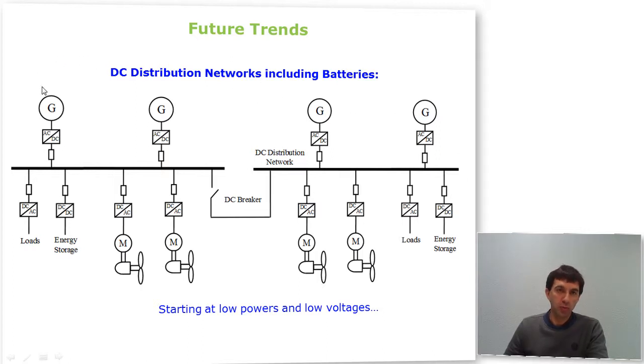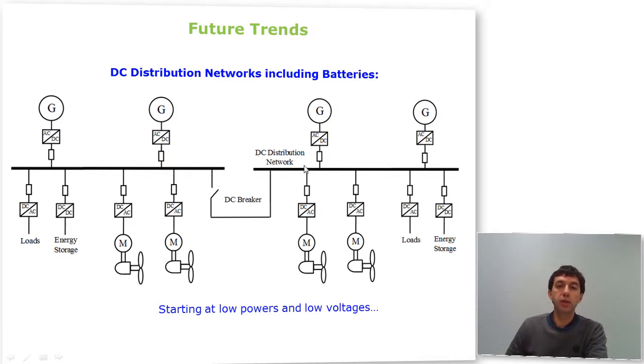So the generators are moved by prime movers, diesel engines or whatever, and the generators are in AC, but AC-DC converters are starting to be located here in order to achieve variable speed at the generators. The main advantage of this change is a better efficiency of the diesel engines, and therefore a reduction of fuel consumption. And thanks to these DC distribution networks as well, we could introduce energy storage, for instance batteries, that provide energy to the DC distribution network, and probably therefore provide energy to the propellers.